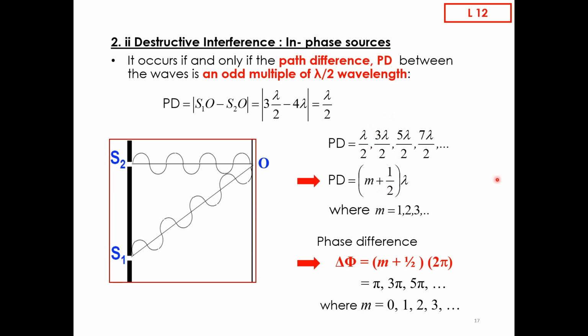Okay, for the phase difference in terms of pi, delta phi equals (m plus half) times 2 pi. If our order starts with 0, we put 0 here, so our answer is pi. So our phase difference is pi for order m equals 0. If our order m equals 1, our answer is 3 pi, and so on.